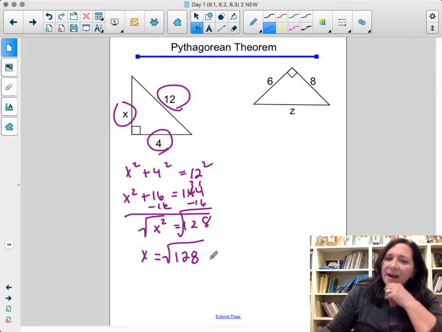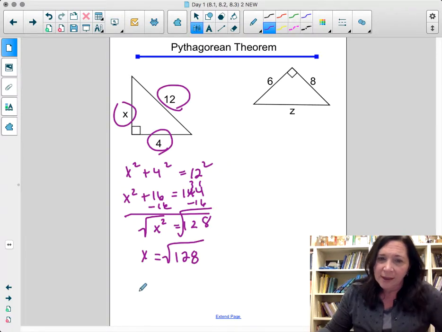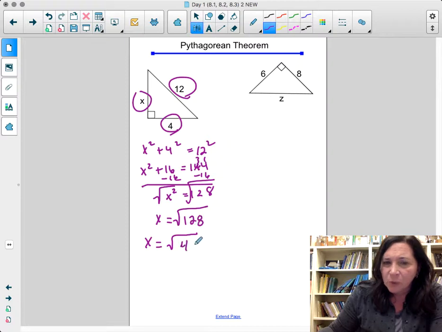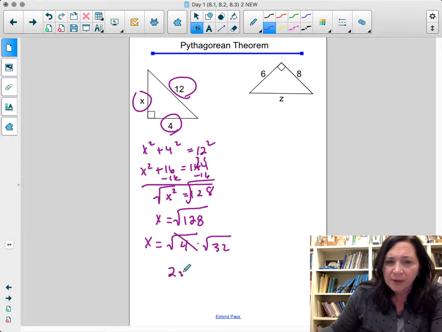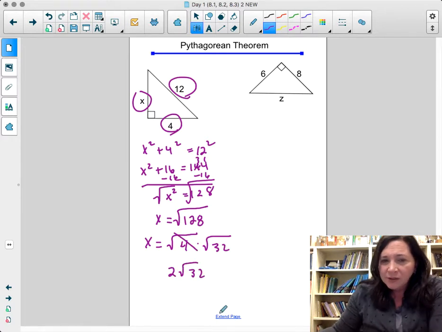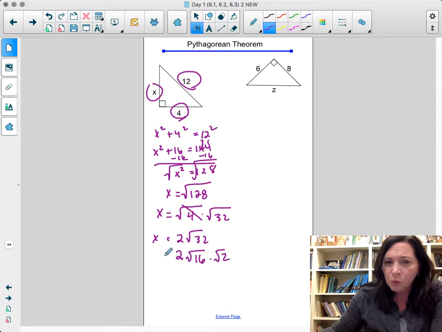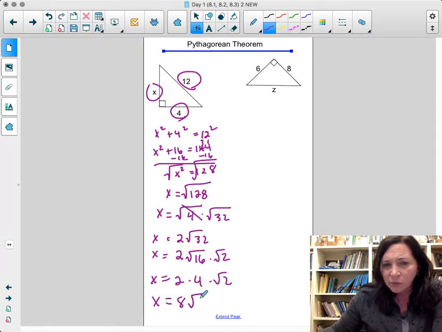Now, I'm guessing that 4 at least will go into that, possibly another number, but let's look. So x is equal to the square root of 4 times 32. The square root of 4 is 2, so now I have 2 root 32. But that also could be reduced, right? We're going to rewrite that as 2 times root 16 times root 2, because root 32 can be broken down. So now we have x equals 2 times 4 times root 2. So x is equal to 8 root 2.